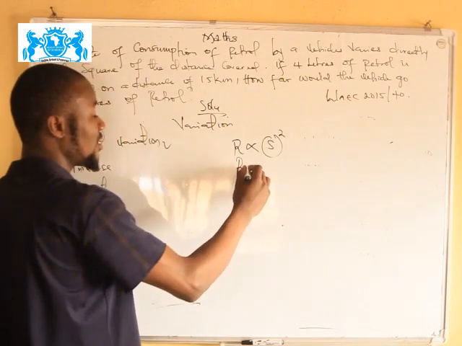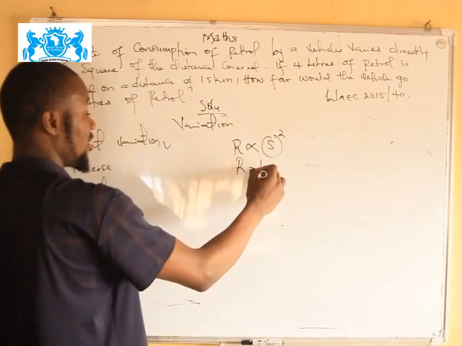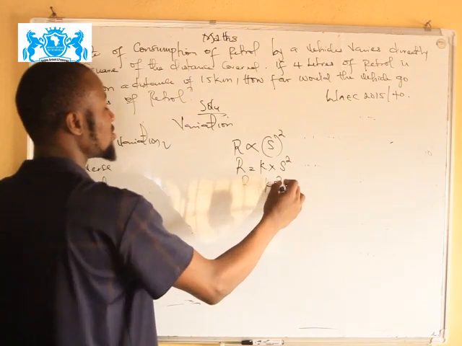So you have r is now equal to a constant, where you are removing the variation sign, and you have k times s raised to power 2, and r is equal to ks squared.